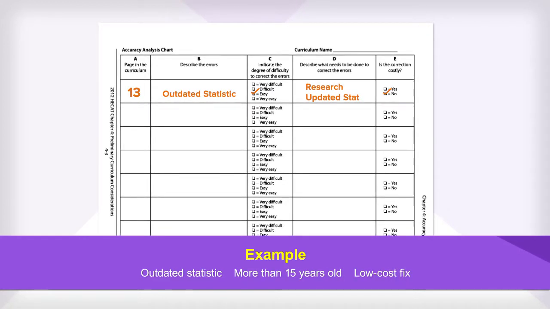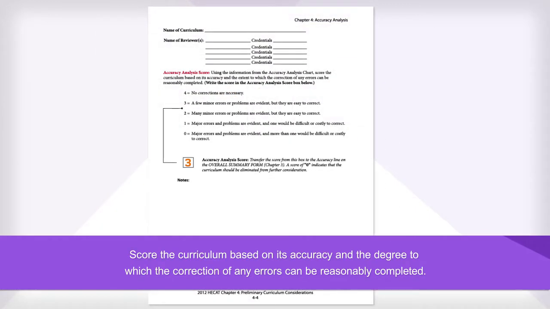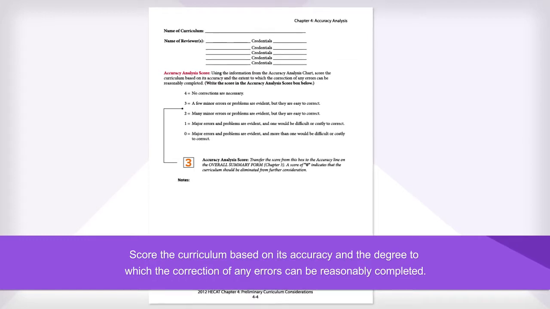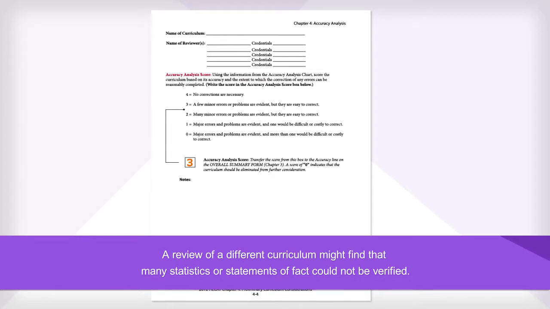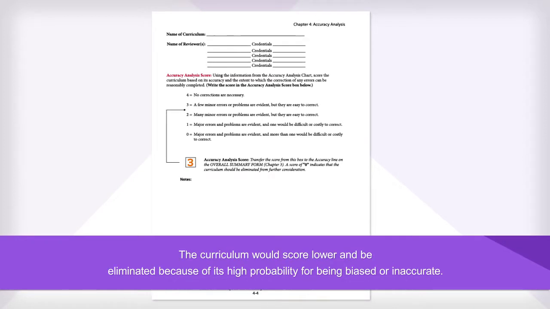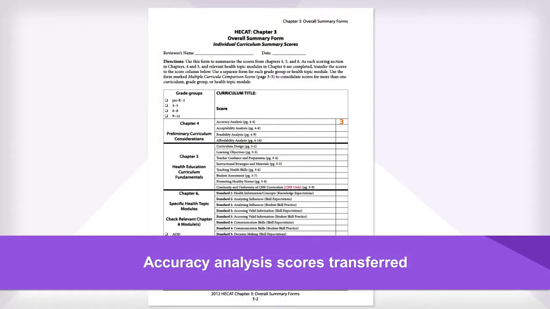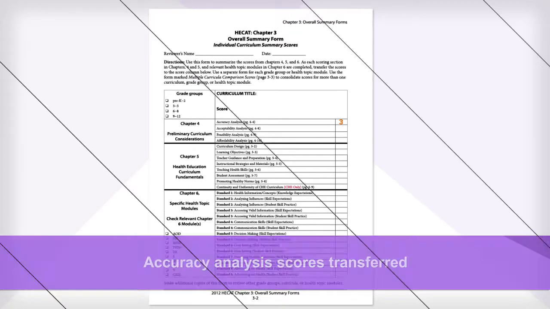After the accuracy review is complete, score the curriculum based on its accuracy and the degree to which the correction of any errors can be reasonably completed. In our example, the curriculum scores a 3 because of some minor problems that should be easy to correct. A review of a different curriculum might find that many statistics or statements of fact could not be verified. Therefore, the curriculum would score lower and be eliminated because of its high probability for being biased or inaccurate. The accuracy analysis score will be transferred to the overall summary forms, which will be explained later in this training.